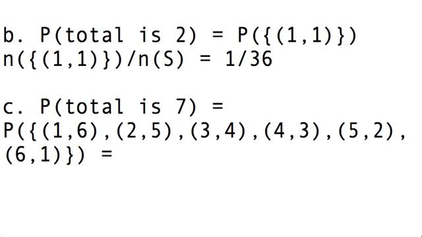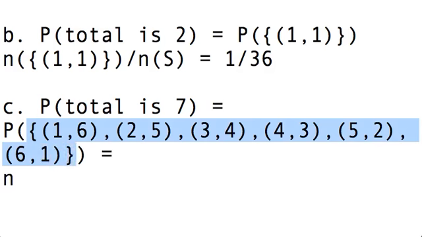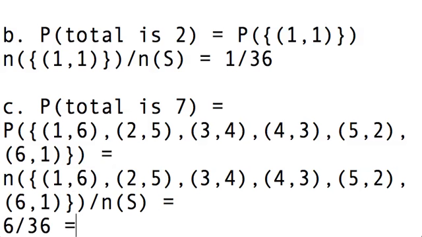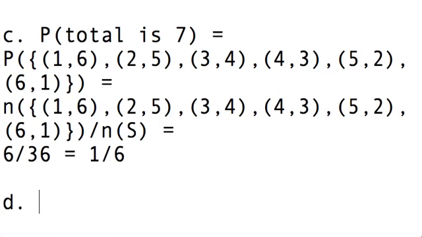Now the probability here will be the number of ways that I can get a 7 divided by the number of things in the set. The number of ways I can get a 7 is 1, 2, 3, 4, 5, 6 ways. So 6 divided by 36 is 1 over 6. So 1/6 of the time I expect to get a 7.